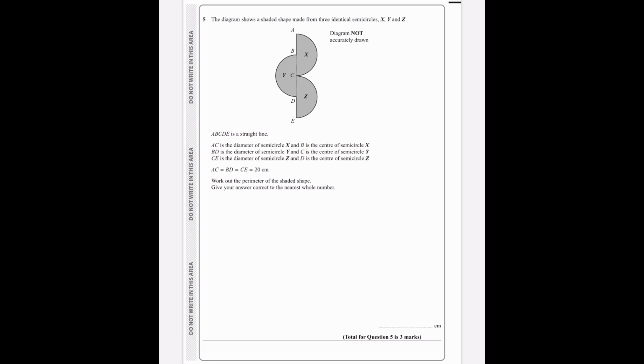Alright, the 3 semicircles question. Well, it tells us that A to C and B to D is equal to C to E, which are 20. That gives us the diameter of each of the semicircles. Half of that is the radius, which will be 10. The perimeter of this shape, well, we have the 3 semicircles, that's the curved circular bits, and then there's 2 radii at the top and the bottom.